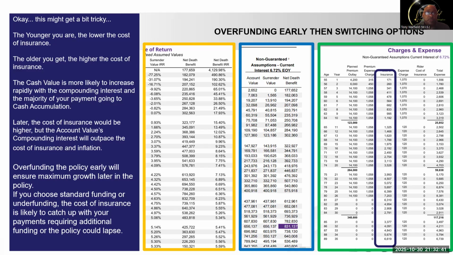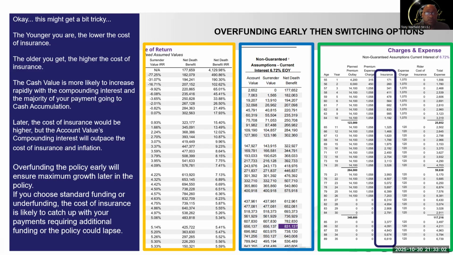So the younger you are, the lower the cost of insurance. The older you get, the higher the cost of insurance. The cash value is more likely to increase rapidly with the compounding interest and the majority of your payment going to cash accumulation. Later, the cost of insurance would be higher, but the account value's compounding interest will outpace the cost of insurance and inflation.